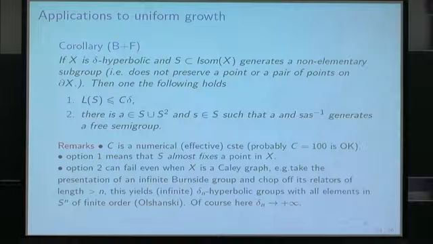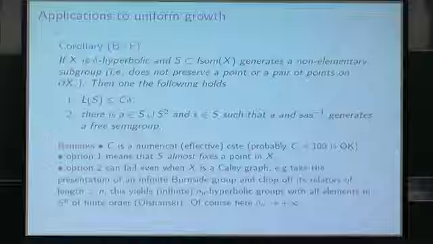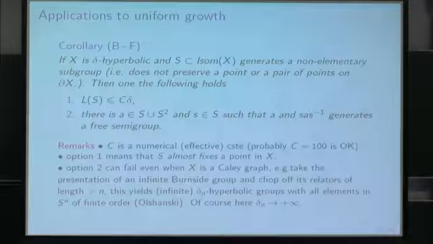Then there are only two options. Either you almost fix a point, so the joint minimal displacement is at most C times delta, where C is a uniform absolute constant, which is effective and can be computed. We didn't bother computing a precise bound, but probably 100 is fine. Or you can already find two elements, maybe in S or S squared, a small product of elements from S, which generate a free semigroup. So in particular, it has exponential growth.